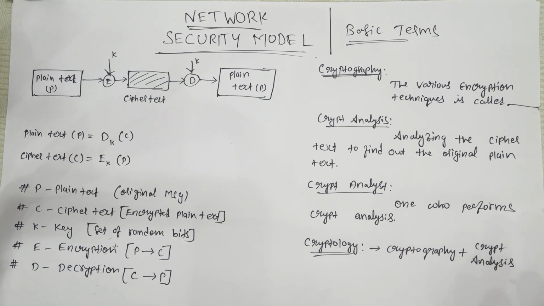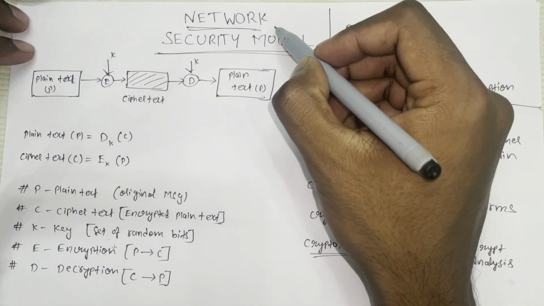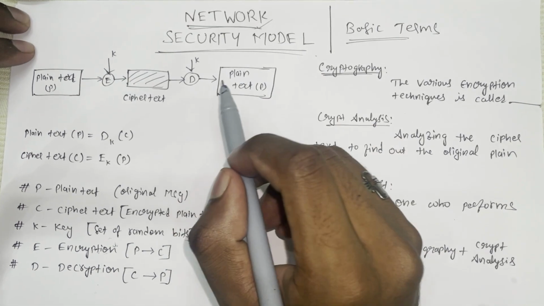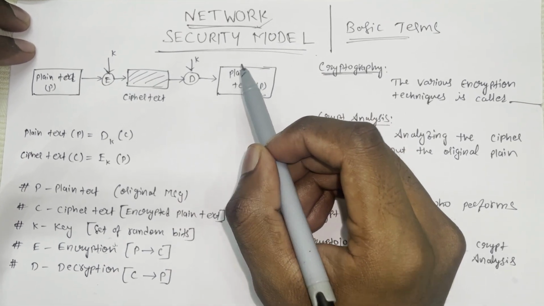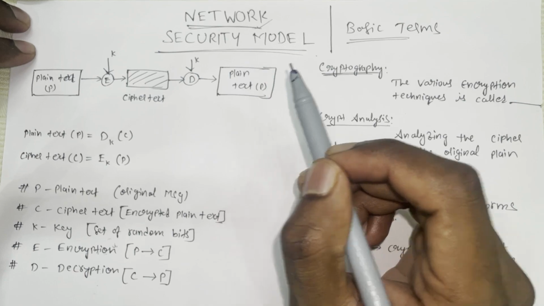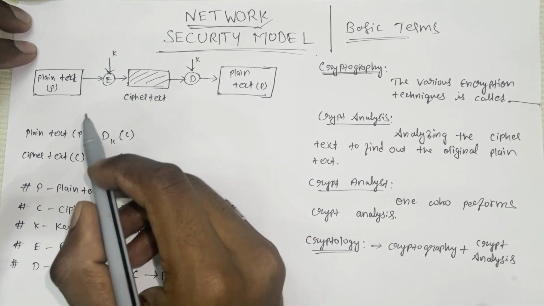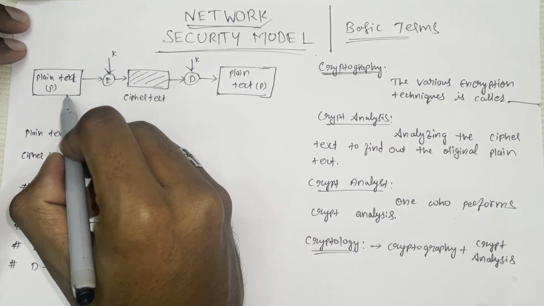Hi everyone. Today we are going to discuss the network security model. The network security model helps us in achieving security when we transfer data over the internet. So how this happens is, first we have the plain text.